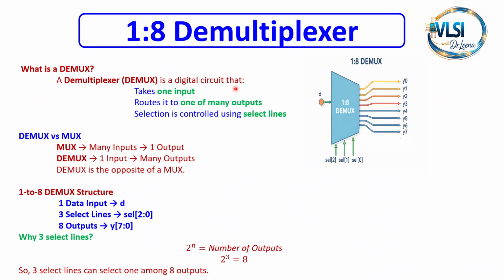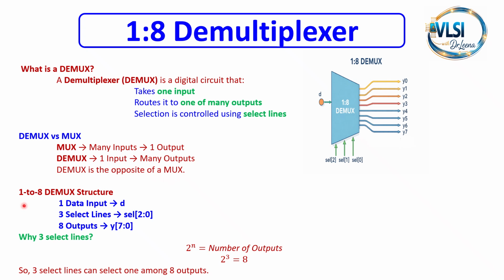So what is demux? A demultiplexer is a digital circuit that takes one input and routes it to one of the many outputs, and selection is controlled using select lines. Here you see select lines are there. When we compare demux and mux, mux is the one which has many inputs and one output, whereas demux has one input and many outputs. Demux is opposite to a mux.